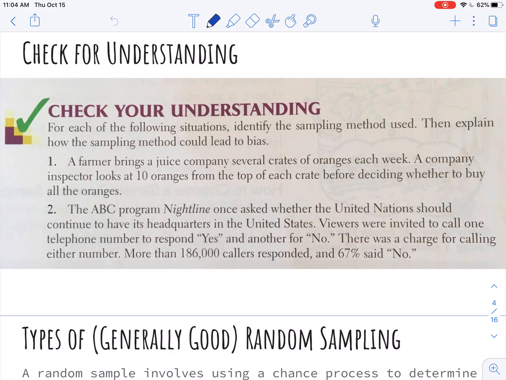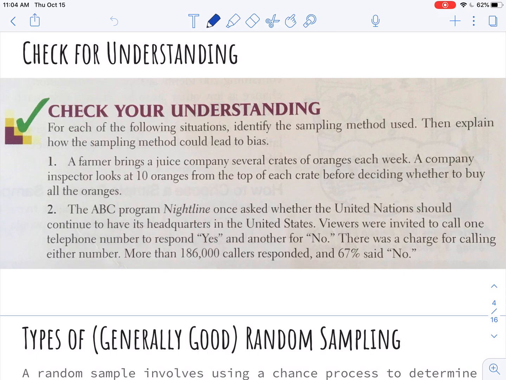All right, so we got to check for understanding here. The farmer brings a juice company several crates of oranges each week. A company inspector looks at 10 oranges from the top of each crate before deciding whether to buy all the oranges. So identify the sampling method to use. That's a convenience sample. He just chose the first 10 he saw. And then how could this be biased?